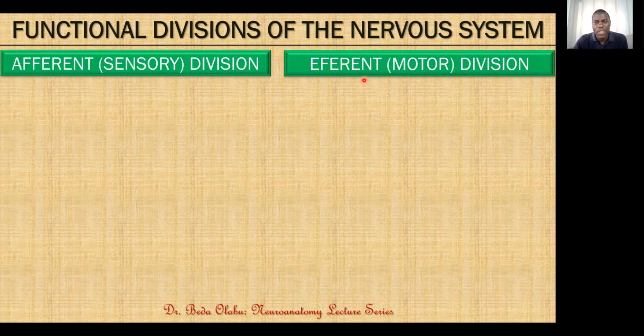What are special sensations? Special sensations are five. We have the sense of sight, the sense of smell, the sense of taste, the sense of hearing, and the sense of equilibrium of the head. Those are special sensations. What is unique about special sensations is that their receptor organs are housed within the skull, and the sensations carried from these are conveyed via the cranial nerves.